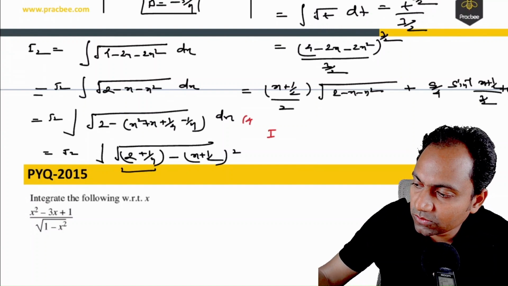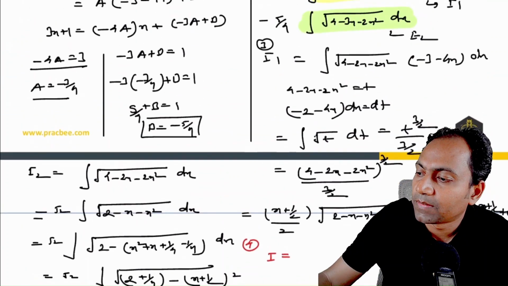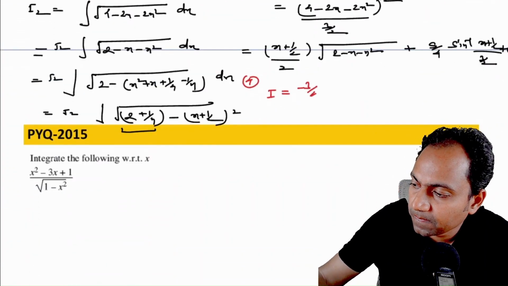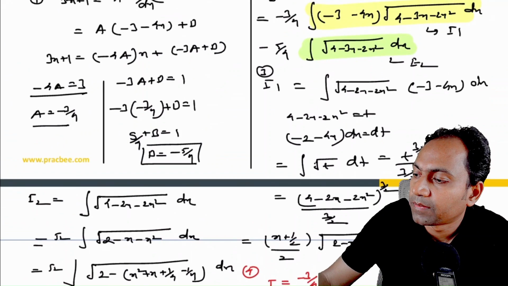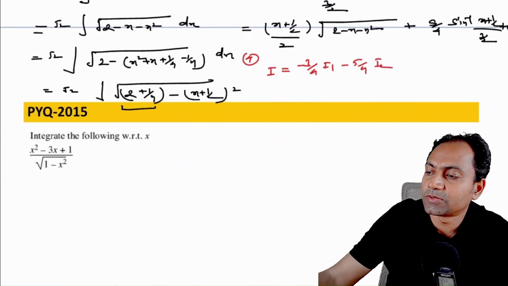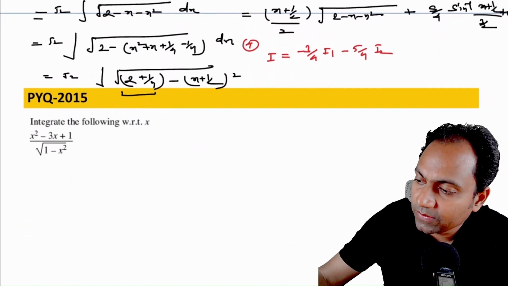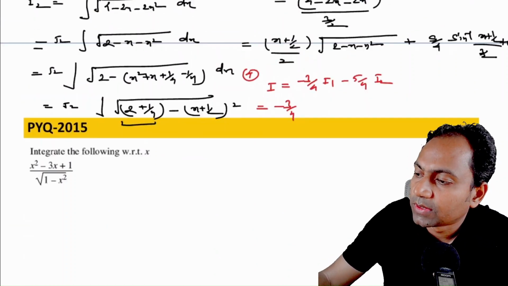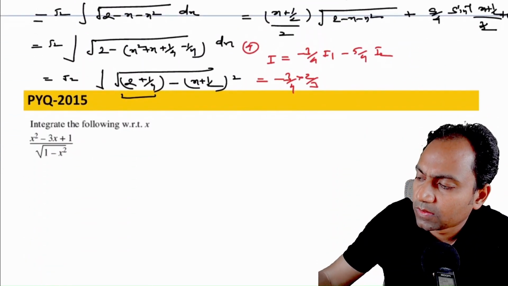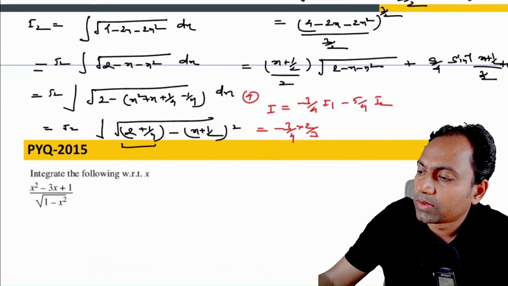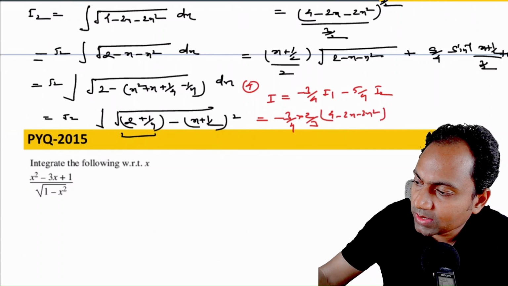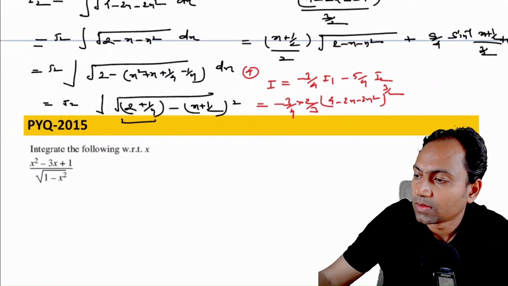So in the last or the fourth step, we are going to find I by writing it as nothing but minus 3 by 4 I1 plus minus 5 by 4 I2. Let us resubstitute the value here and get the answer. So we have figured out that the first part came out to be nothing but 2 by 3 into (4 minus 2x minus 2x square) raised to the power 3 by 2.